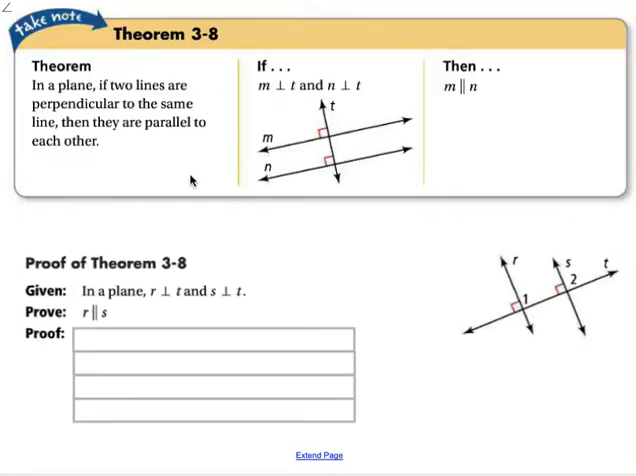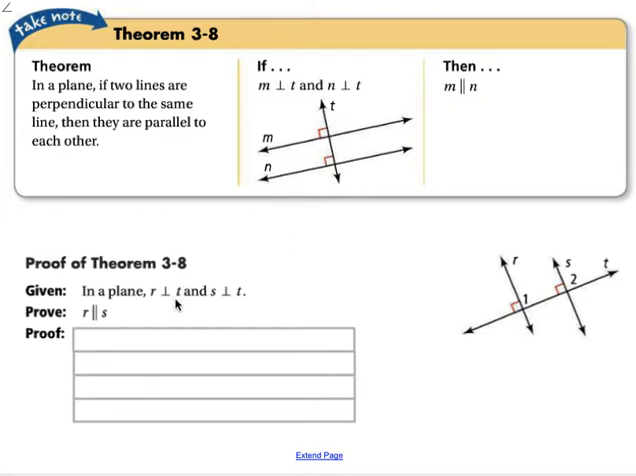Our next theorem says in a plane, if two lines are perpendicular to the same line, then they are parallel to each other. So for instance, if we have line M being perpendicular to line T, and if N is also perpendicular to that same line, then we can conclude that M and N are parallel to each other. Here's a quick proof of that theorem.